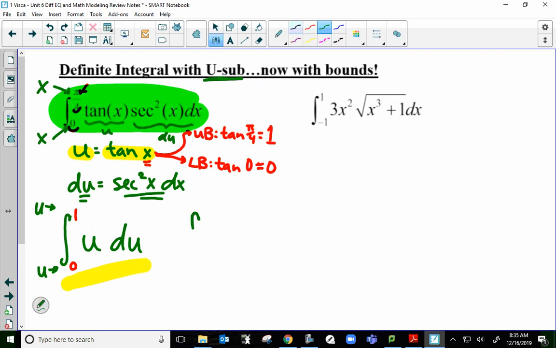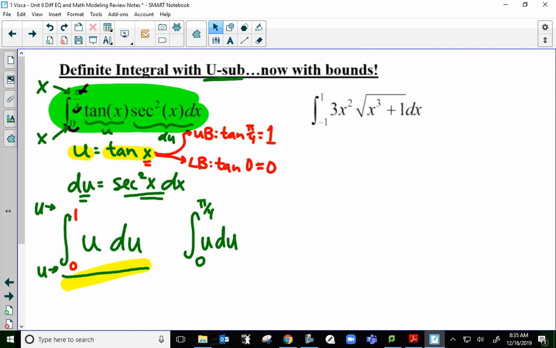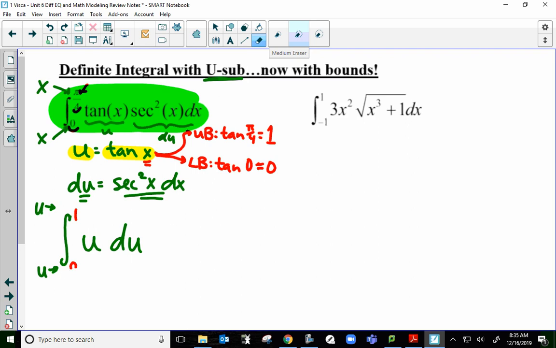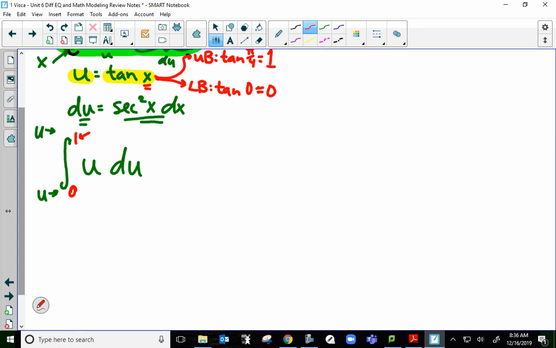And one of them will look like this, except the bounds will still be in x form. The correct answer is this one right here. So you need to get used to doing your U sub on your bounds before you integrate. Do not do it like this. Number one, it's easier this way. Look at how much easier it is to integrate with a 1 than pi over 4. I mean, come on. All right, so let's begin our integration.